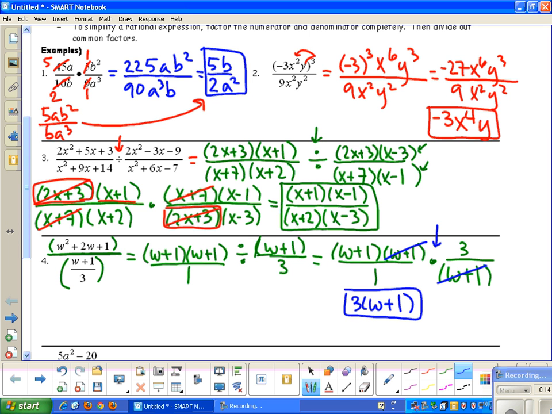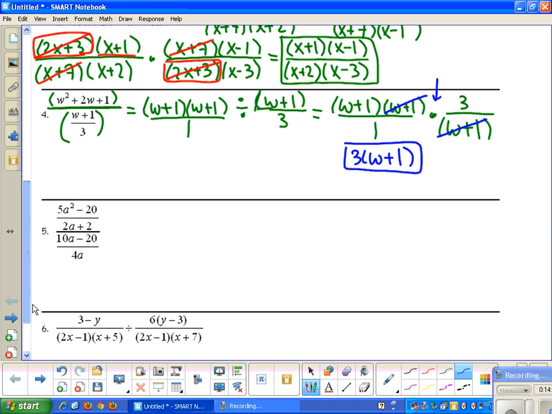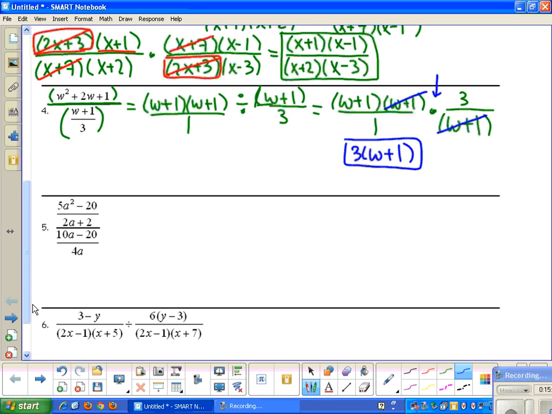Okay, let's do one more. Let's do number 5 and then we'll finish the rest in class. So number 5, notice that this is a little bit thicker right here, so that tells me that this is in my numerator and this is in my denominator here. So I have, again, a fraction divided by a fraction. So that really means I have 5a squared minus 20 over 2a plus 2, being divided by 10a minus 20 over 4a.